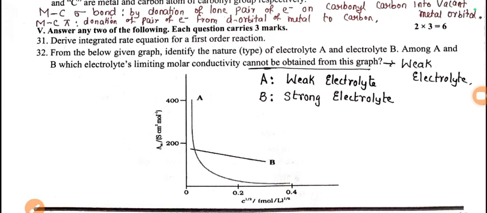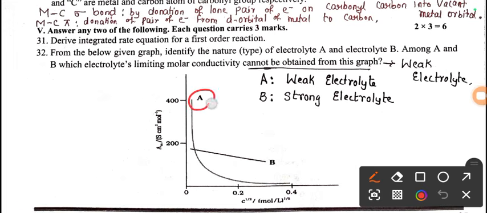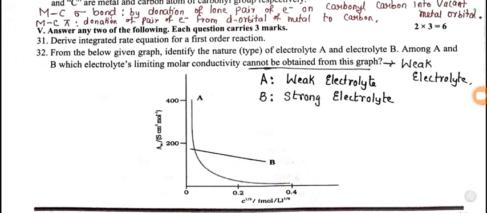32nd question, they have given one graph. Now we need to find out A. Here A is a weak electrolyte and B is a strong electrolyte. And among the two, for which can we not find the limiting molar conductivity from this graph? We cannot find it for the weak electrolyte.